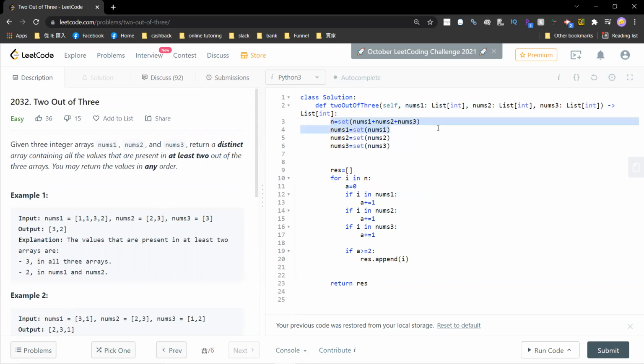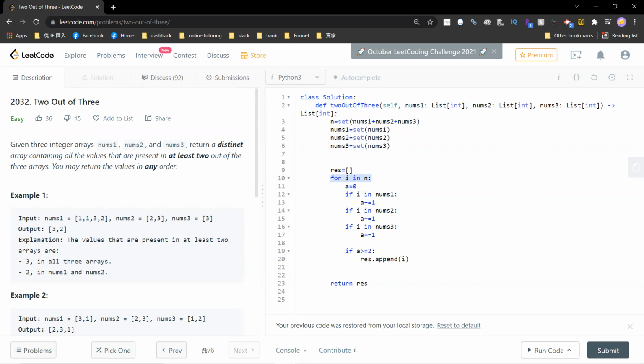So my idea is that I concatenate them and collect into a set, right? So this n is all the possible answers, okay? And I take 3 sets. Actually, maybe you don't need these 3. And then you go through the n, right?